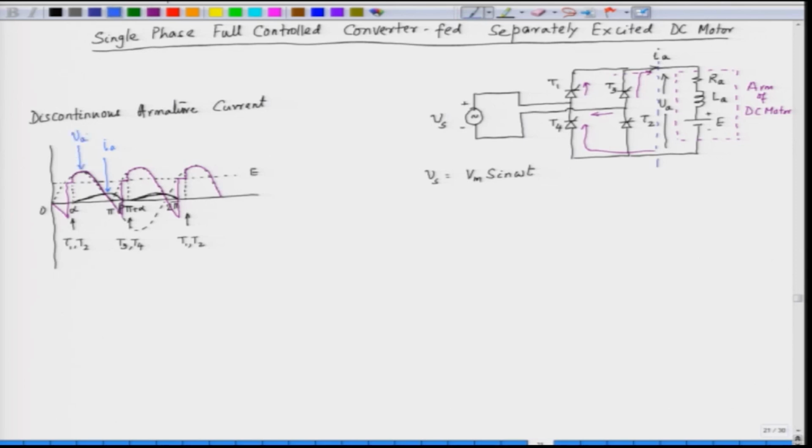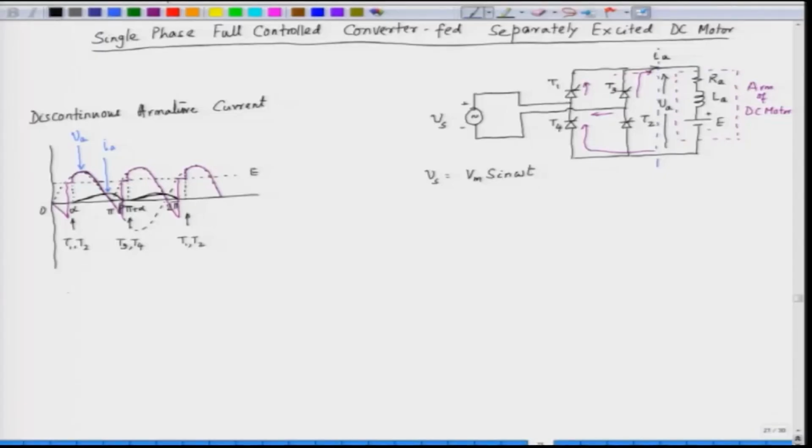So, we have here two distinct intervals. One is called the powering interval, the other is called the zero current interval or coasting interval. When omega t is greater than alpha and less than beta, from this part to this part, the output voltage is the same as the input voltage. This is called the powering interval.